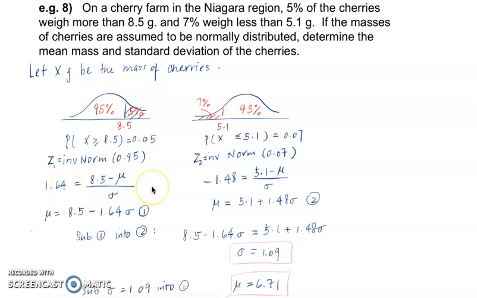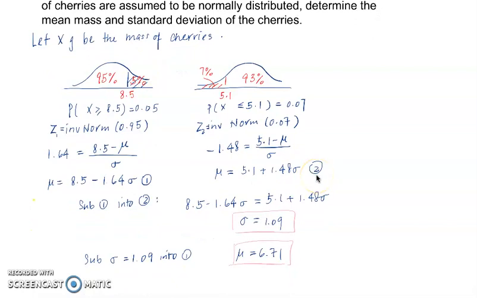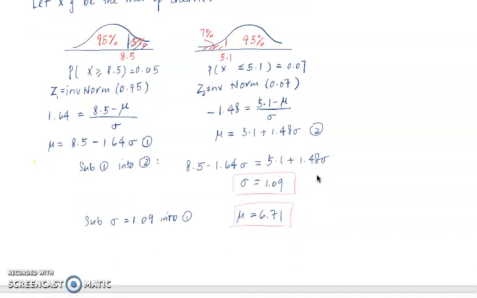You can set this equal to the z-score formula, right? You plug in the data point 8.5, subtract the mean, which is unknown, and divide by the standard deviation, which is also unknown. You do something similar on the right side here, and you come up with another equation that shows a relationship between the mean and standard deviation. Now, with two equations and two unknowns, we can set them equal to each other and solve for the mean and standard deviation of this bell curve.